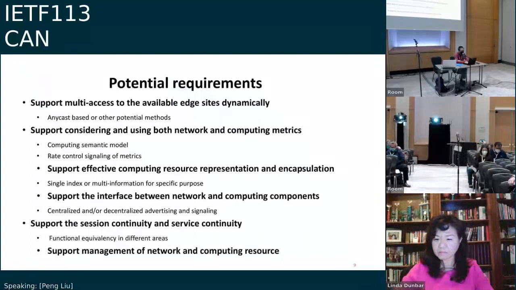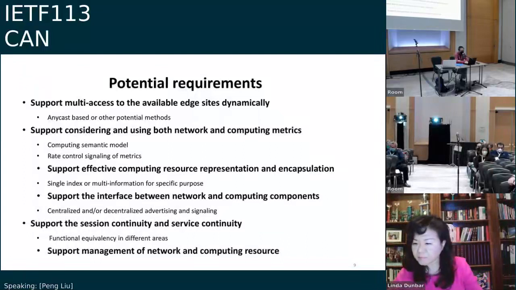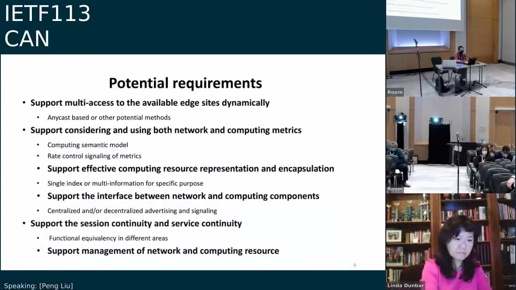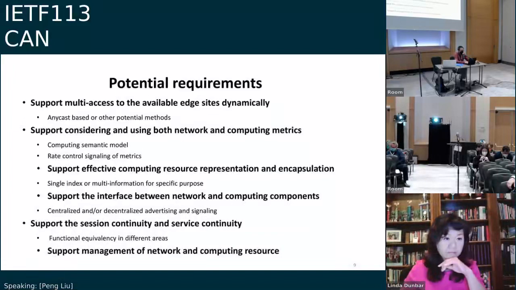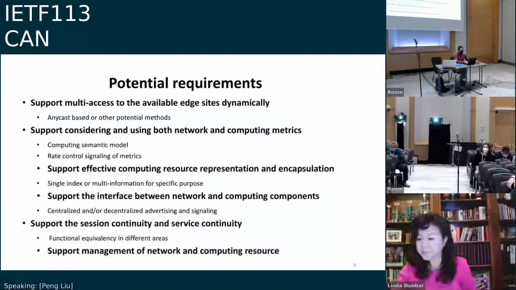As discussed before, the computing semantic model information may be a potential work item for it, and the rate control signaling of metrics should be considered so as not to bring so much pressure to the network. And the third one is to support effective computing results representation and encapsulation by using a single index, for example, for the CPU threshold or multi-information for specific purposes.